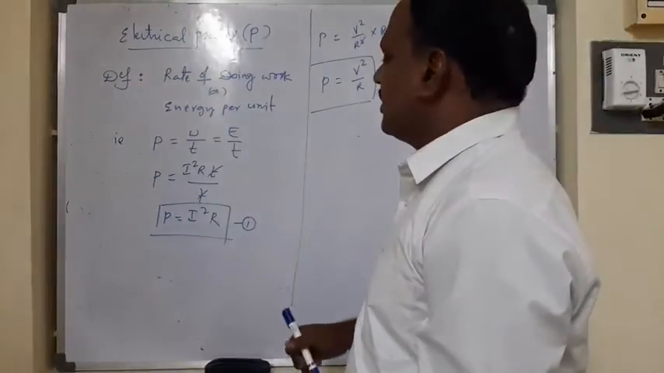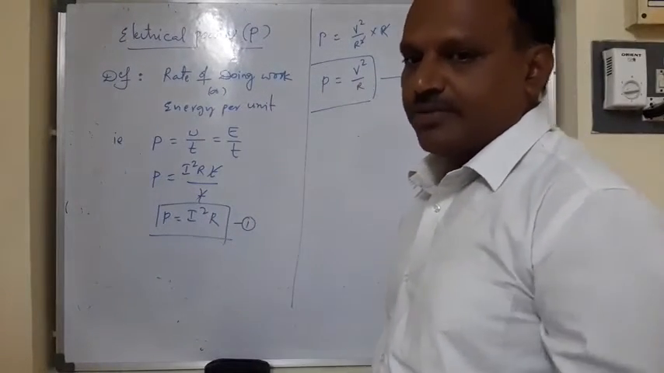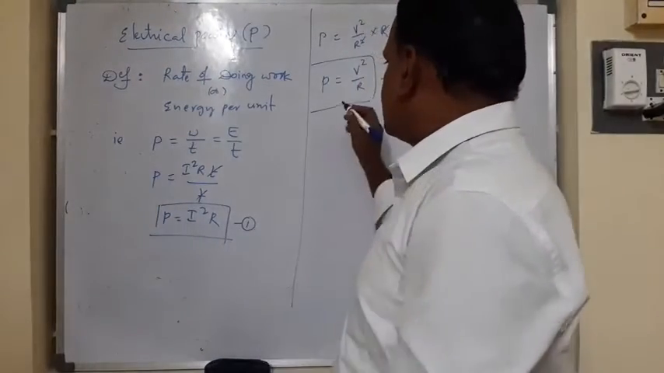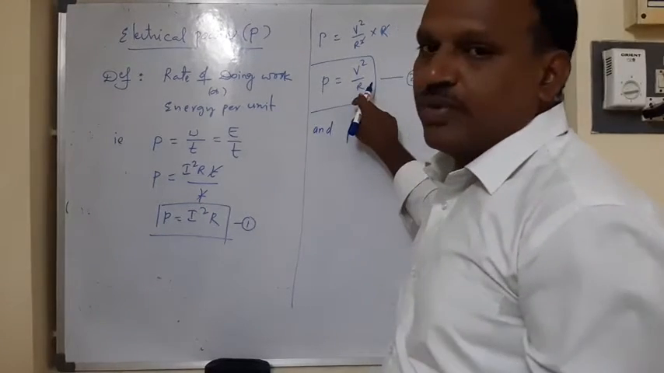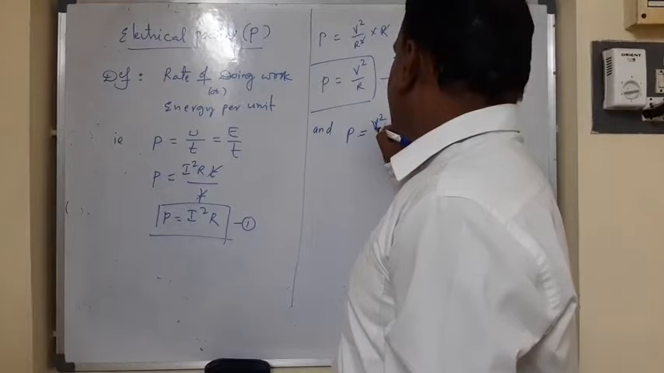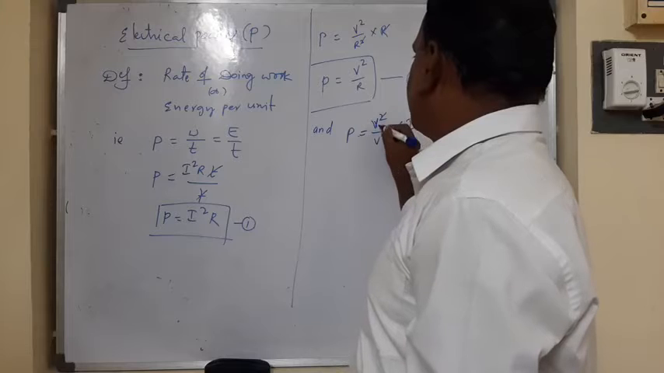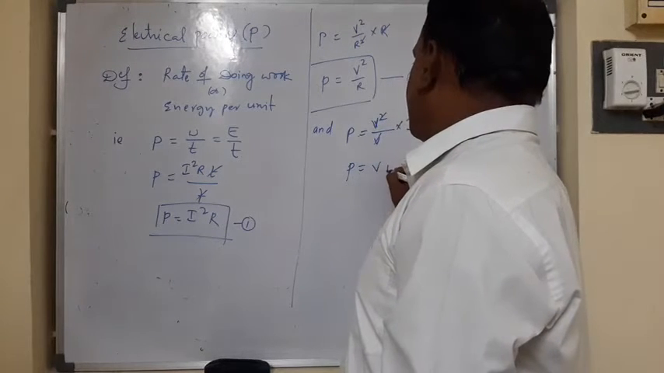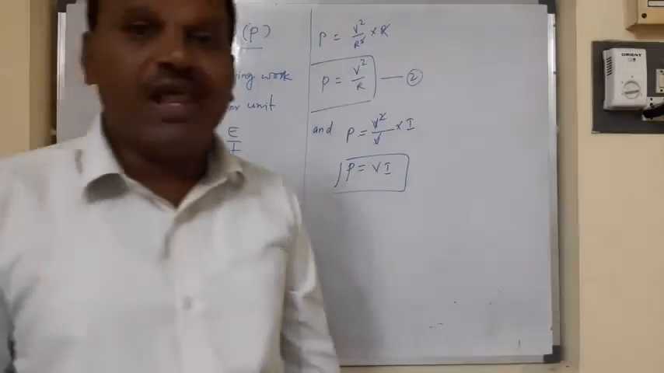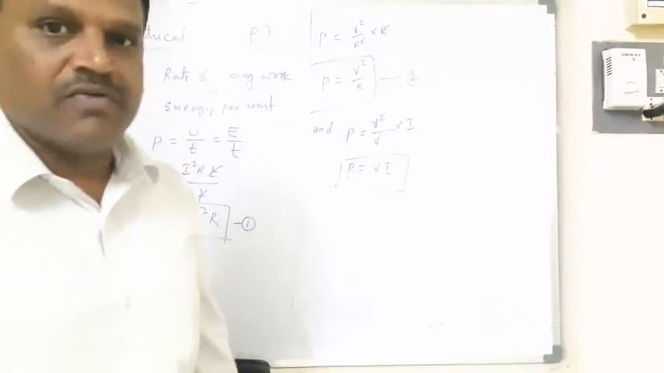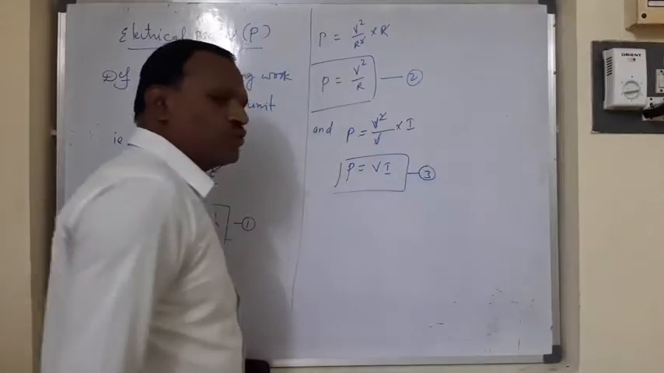And the third one, you can remove resistance and write it in terms of V and I, that is, potential and current. P is equal to V square upon R, and R is nothing but V by I. One of the V is cancelled, so power is equal to VI. The product of potential and current gives you the electrical power.